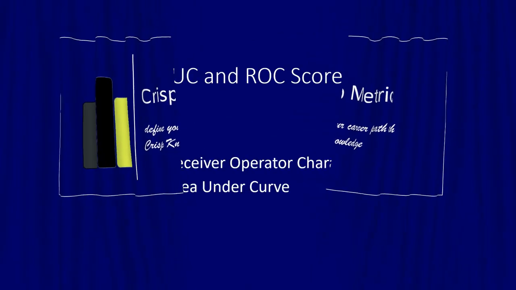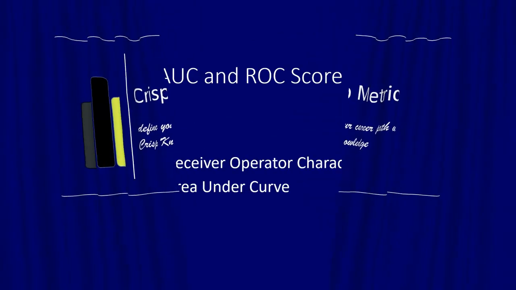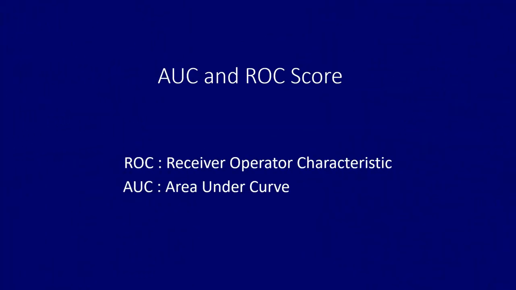In this video we will see AUC and ROC score for classification problems. ROC stands for Receiver Operator Characteristics. AUC stands for Area Under Curve.